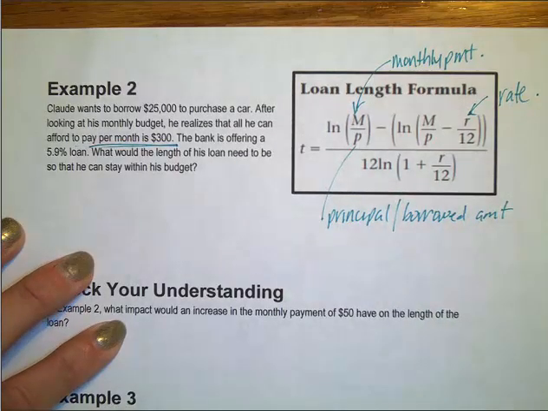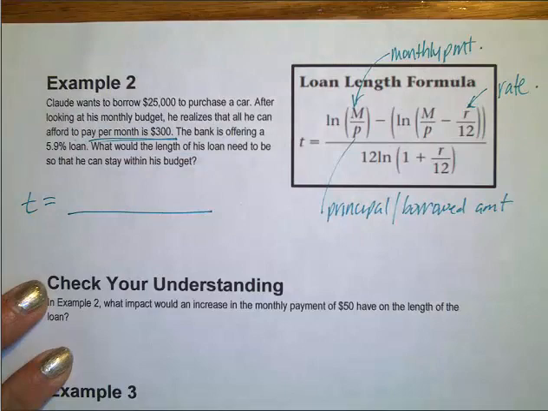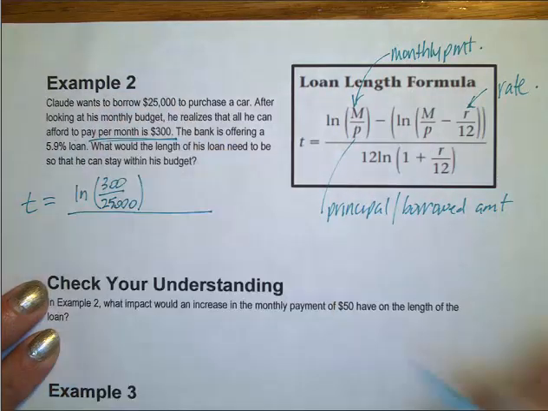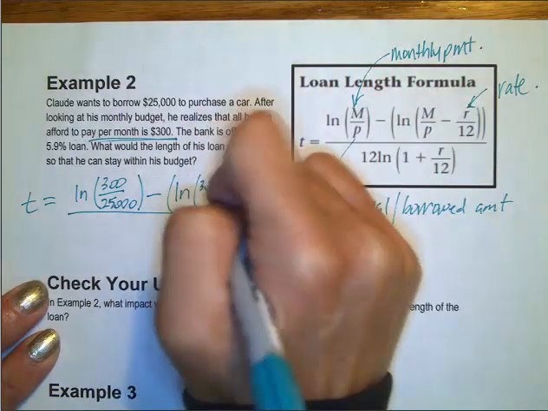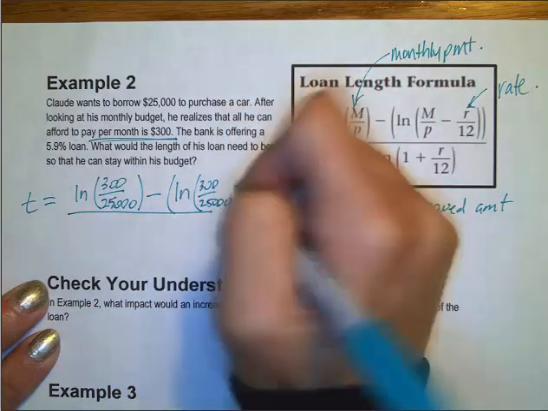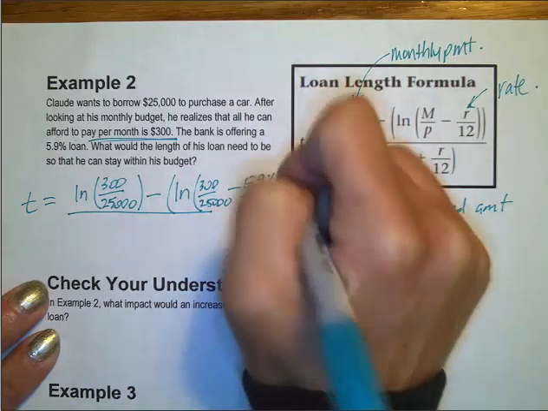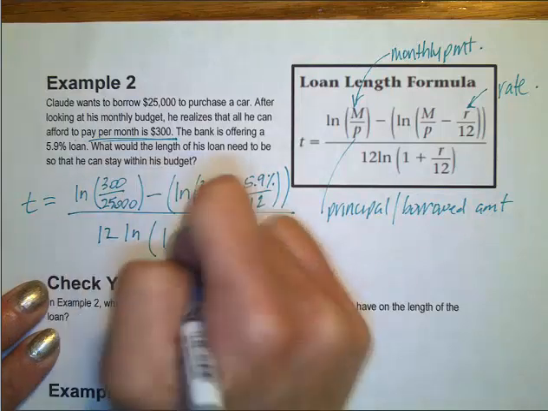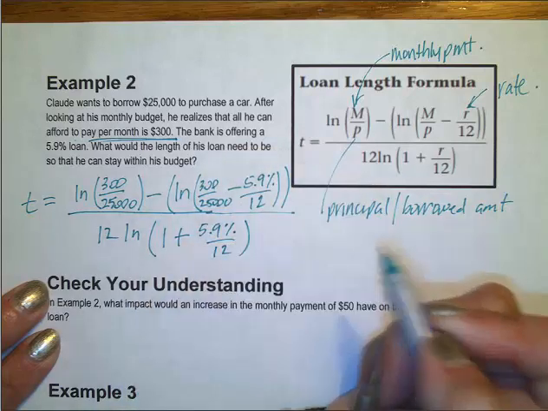All right. So T equals, and another fraction bar, ln parenthesis M, which is 300 over 25,000 minus parenthesis ln parenthesis 300 over 25,000 minus your rate, which is 5.9% over 12, double close, over 12 ln 1 plus your rate, which was 5.9% over 12, close.